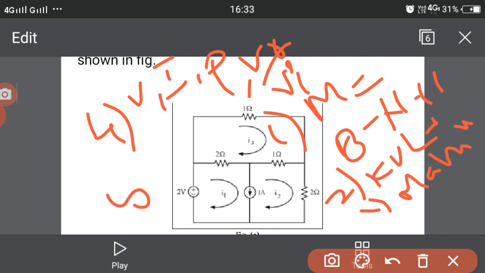Finally we have to find out the super mesh analysis also. This is totally about our mesh methods or mesh current analysis. Totally, we learned from this mesh current analysis the number of equations required, how to apply KVL, how to put them into the matrix form, how to find different parameters from that circuit, and finally how to apply super mesh analysis. So these are totally about our mesh current analysis.